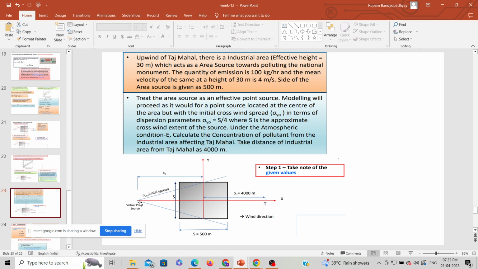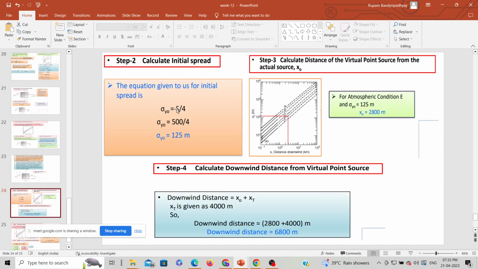For that, first you have to create a virtual point source, and find out the x0 value first. Sigma y zero value is 125. Using this sigma y value and the stability condition, which here is E, and these values will be given, for 125 meters of sigma y, what will be the distance x? That is x0. The new x value will be 2800 plus 4000.